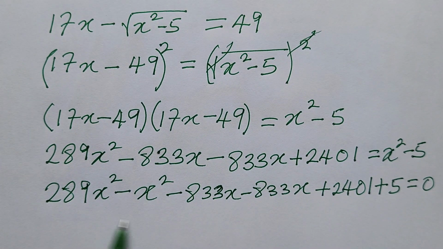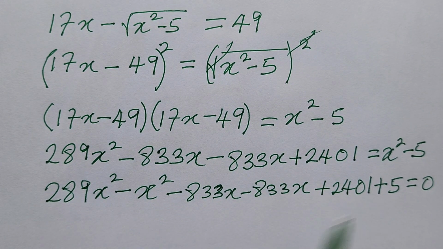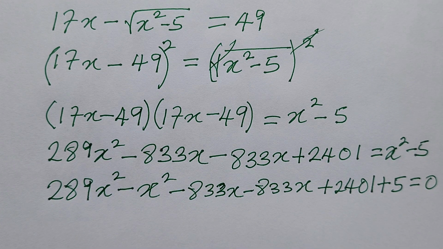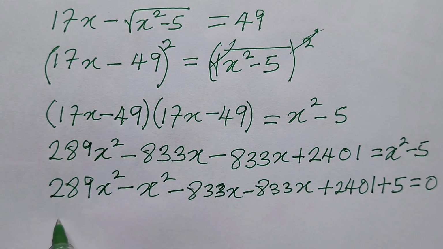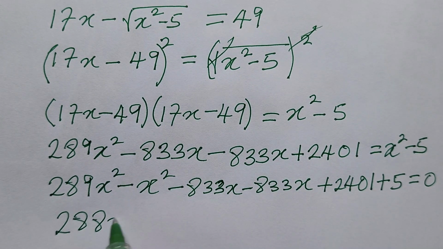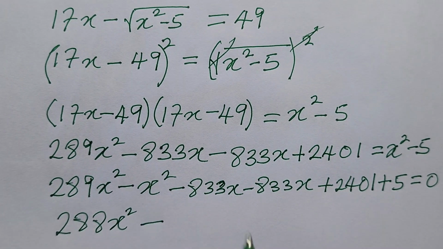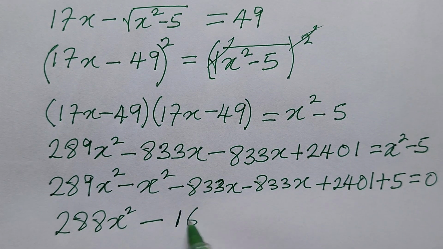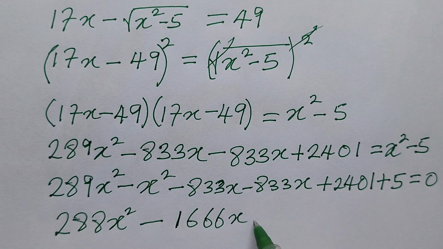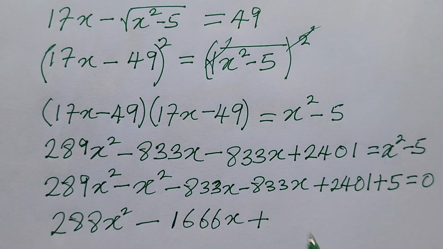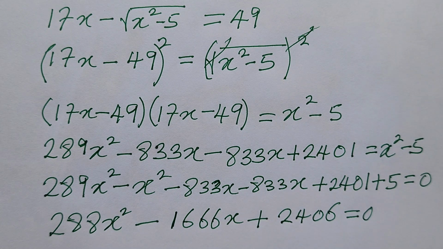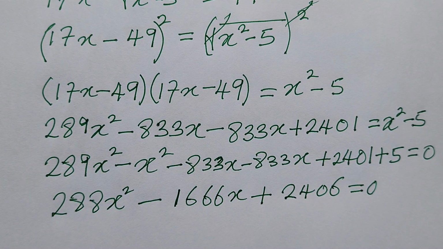Okay, now we can go ahead to add these and these together. So we have 289x to the power of 2 minus x to the power of 2, this will give us 288x to the power of 2. Then minus, if we add these two together, this is going to give us 1666x, then plus, if we add this together, it will give us 2406 equal to 0. Wow, look at this beautiful equation. How do we solve this beautiful equation?